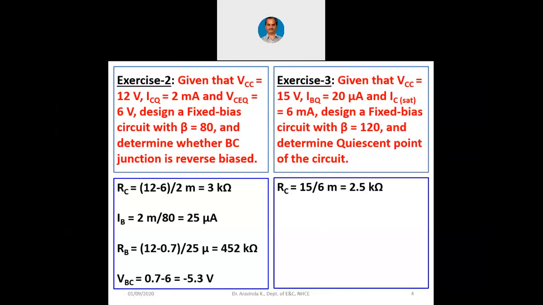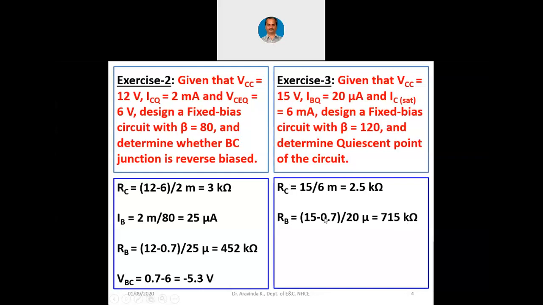RB is 286 kilo ohms. Let me see. No. Check your calculations. RB is 15 minus 0.7 divided by 20 microampere. See, the base current given is 20 microampere. So VCC minus 0.7 divided by 20 microampere. VCC minus VBE divided by IB. That is, the answer is 715 kilo ohms.